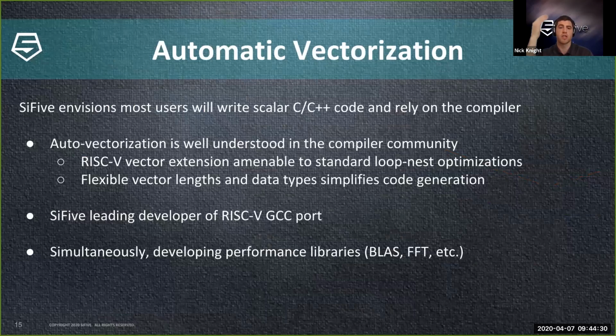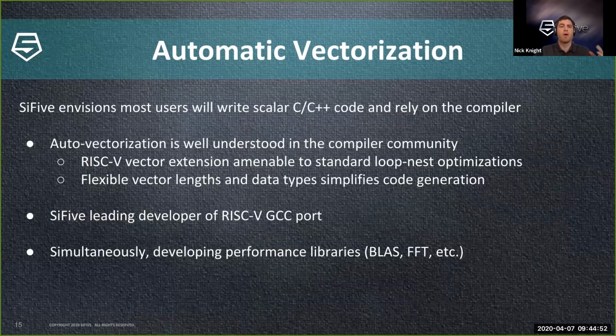Now, auto-vectorization is well understood, and the RISC-V vector extension is really amenable to all the standard loop nest optimizations. Moreover, the flexibility really simplifies the code generation. As I mentioned, we're the leading developer of the RISC-V GCC port, so we have a lot of in-house expertise here. And simultaneously, my team is developing our performance libraries like BLAS and FFT, things like that.